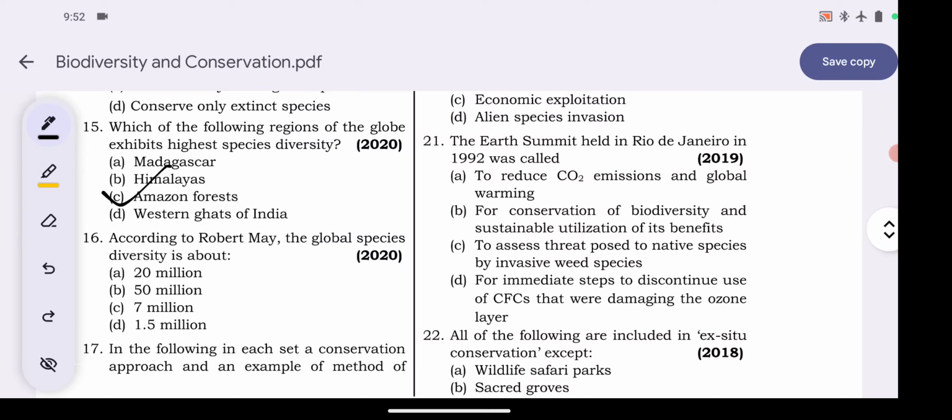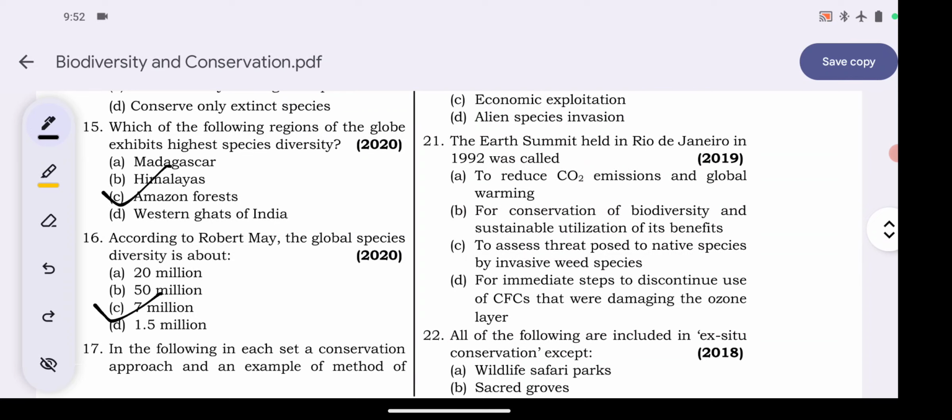Question number 16. According to Robert May, the global species diversity is about... Robert May के हिसाब से total number of global species कितने हैं? 20 million, 50 million, 7 million, 1.5 million. So here the answer will be option number C, that is 7 million.